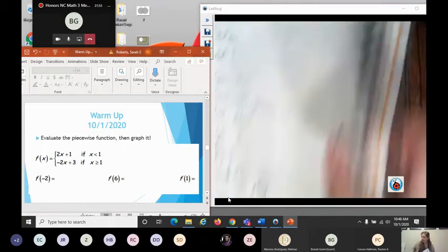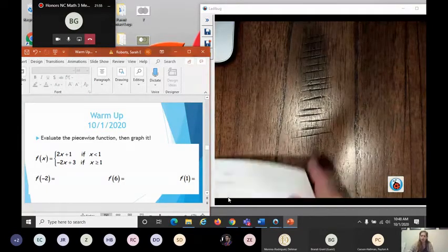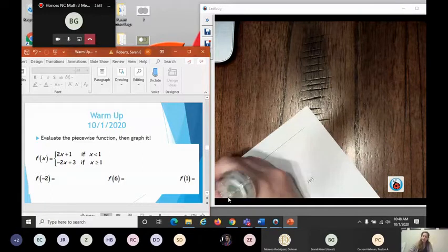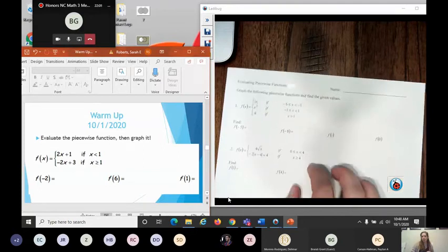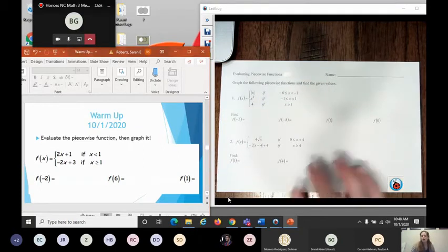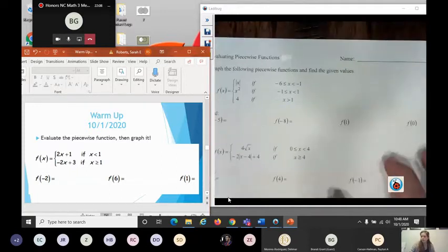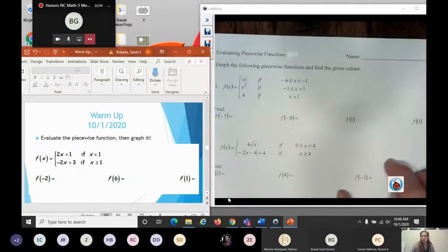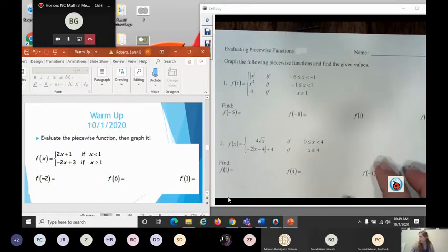I posted this little half sheet on Canvas. It was originally a homework half sheet that we did, but I am repurposing it as a review for you guys. So we are going to be graphing the following piecewise functions and finding their given values.